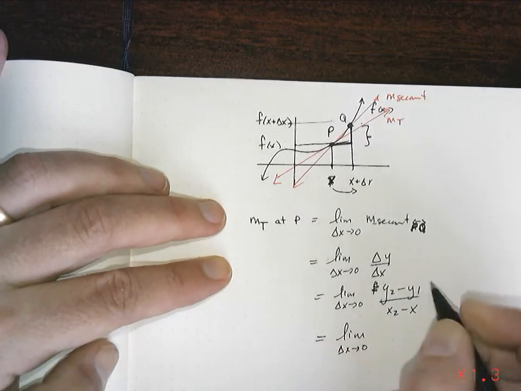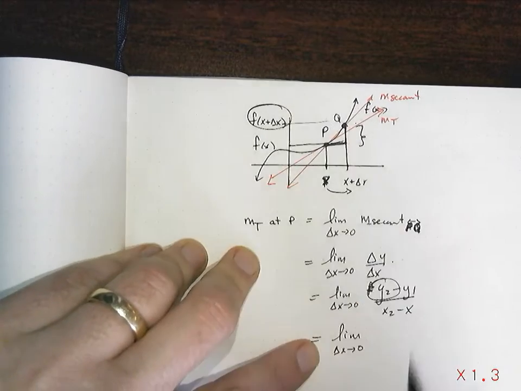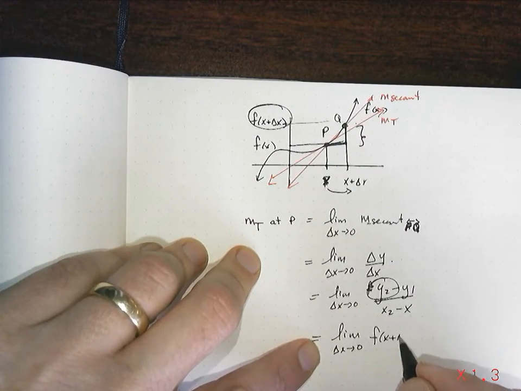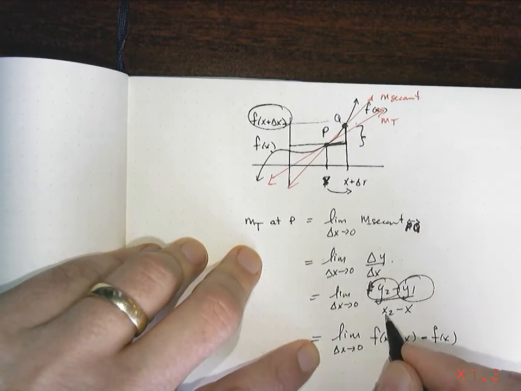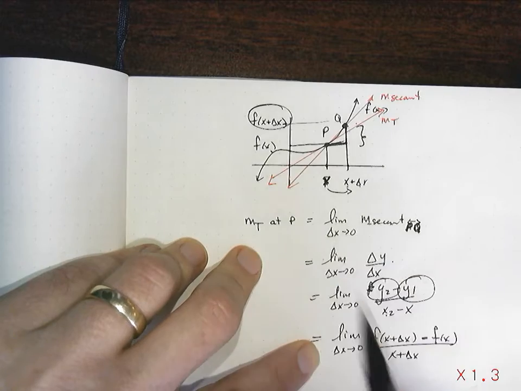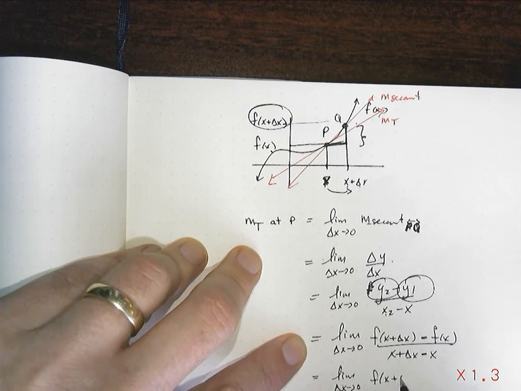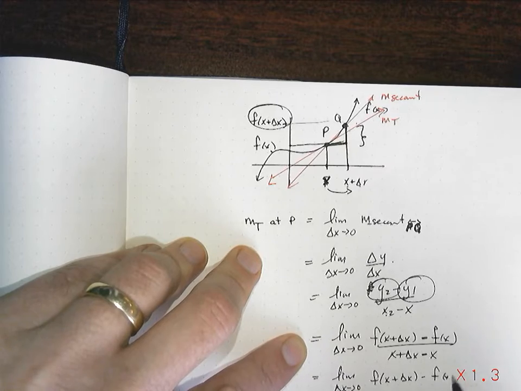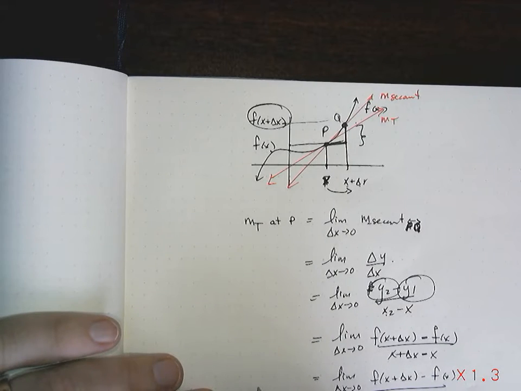I don't have to write that ever again. I just did that so I didn't lose anyone. So you understood I'm going from here to here. And then my y2 in this case is f of x plus delta x. My y1 is f of x. My x2 is going to be x plus delta x. And my x1 is x. And this gives us the limit as delta x approaches 0 of f of x plus delta x minus f of x over delta x. And that is, by definition, the slope of the tangent at P.